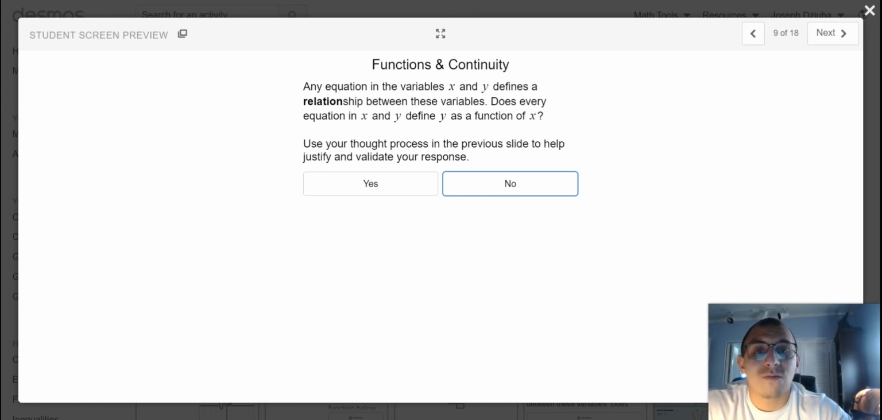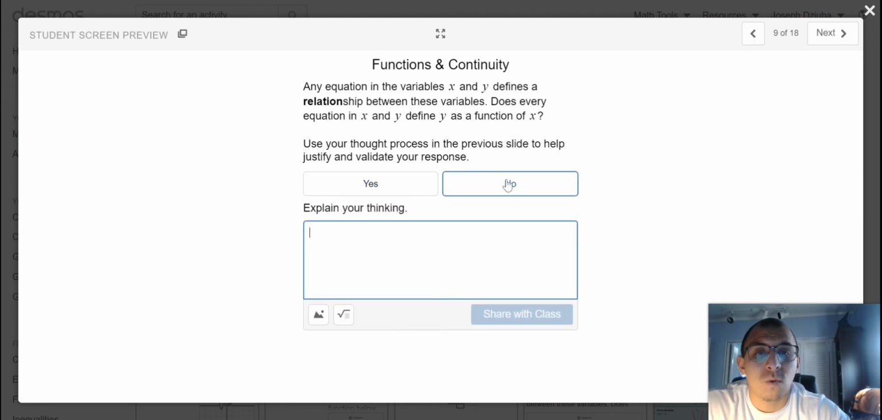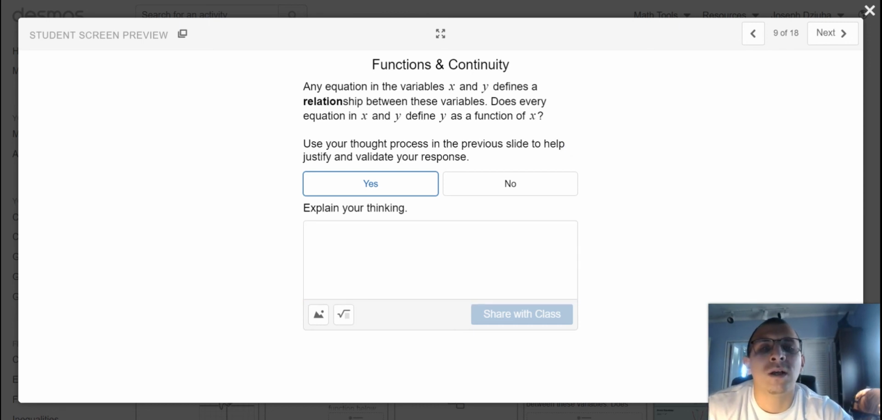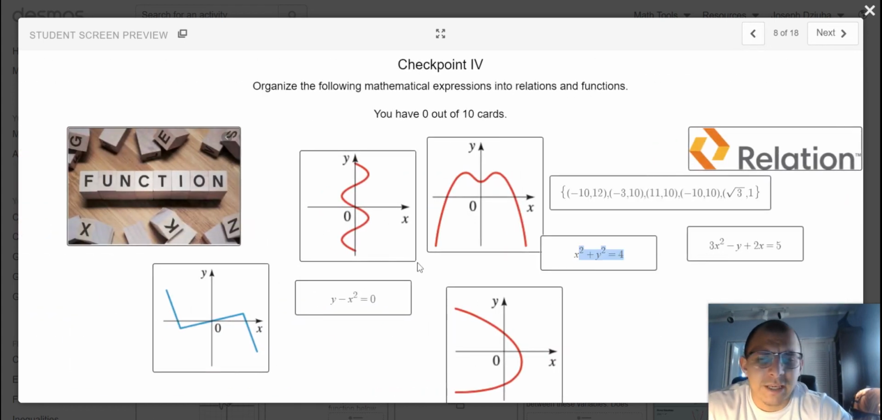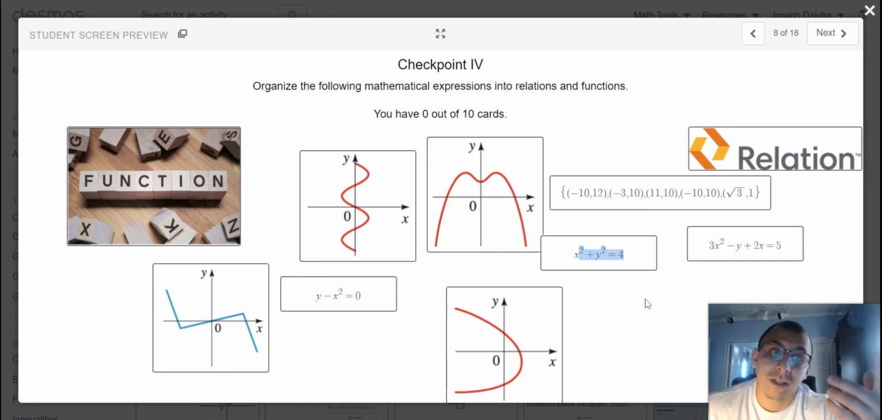Using your thought process in the previous slide, okay, what do you think? Does every equation in x and y define y as a function of x? It's very theoretical, very conceptual. Basically, can we take all of these equations at face value and just say, yeah, they're all functions? Or are they just equations? Or are they just relations?